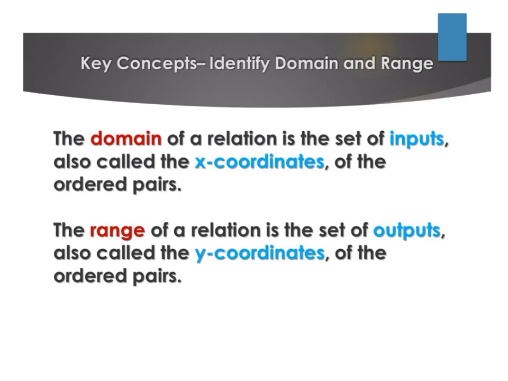So to name the domain of a relation, it is the set of inputs, also called the x-coordinates of the ordered pairs. So the domain is nothing more than all of the x-coordinates. The range of a relation is a set of outputs, also called the y-coordinates of the ordered pairs. The range is all of your y-coordinates. That's all the range and domain is.